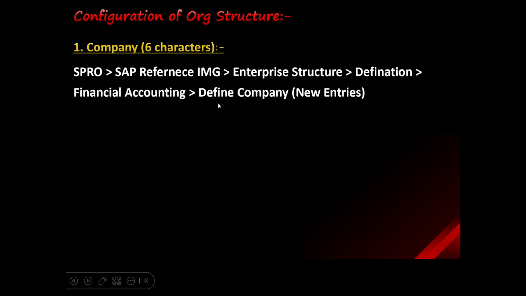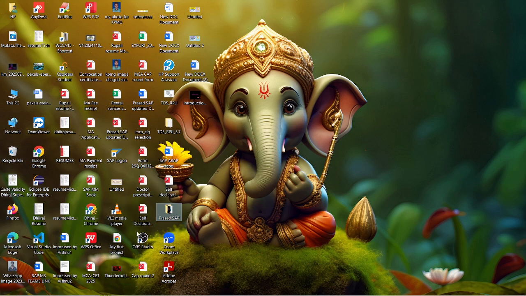So first we'll see company. Company is 6 characters in length, and for creation of company, we need to go to SPRO, SAP Reference IMG, Enterprise Structure, Definition, Financial Accounting, and Define Company. In that, we will select New Entries. This is not the work of an MM consultant. FI will be doing this, but still we will see in the system how it is done.